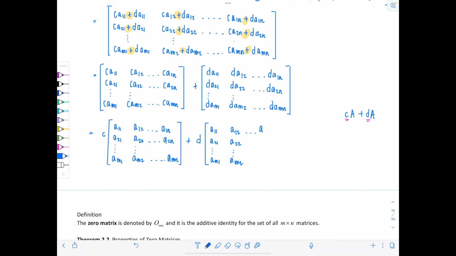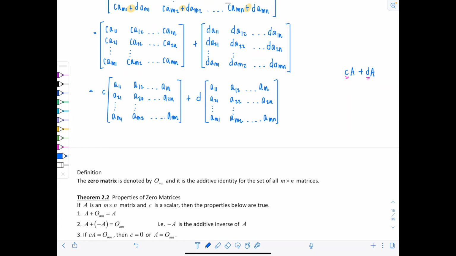Okay, almost done. A1n, A2n. Try to make it as aesthetically pleasing as possible, you know? Like, oh, this is so repetitive. We'll make it look pretty. Do something nice. There we go. And then we're done. We still have to write out exactly what the right-hand side was: C times matrix A plus D times matrix A. Bam.